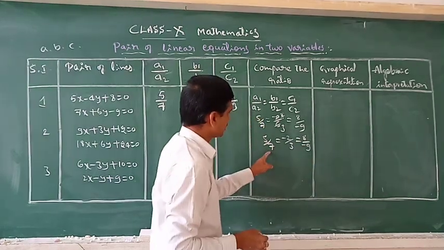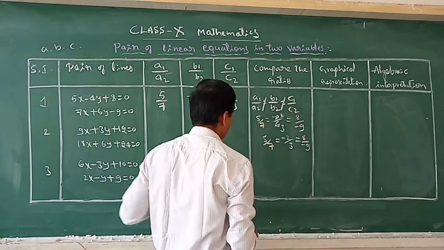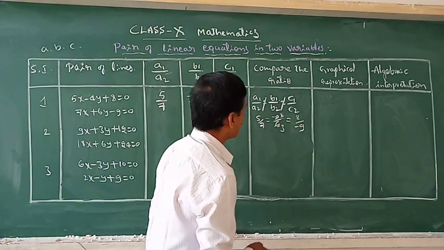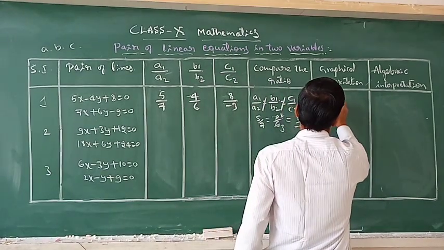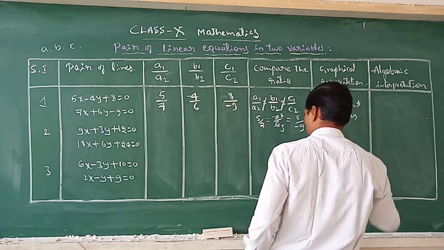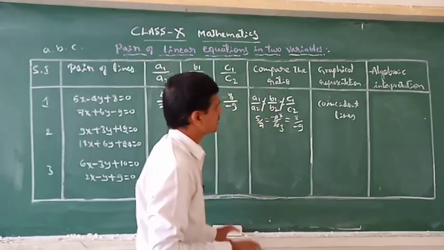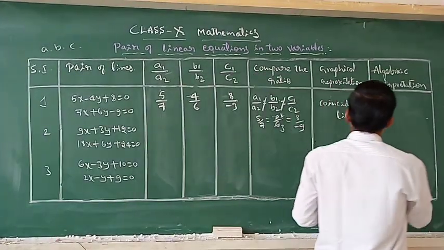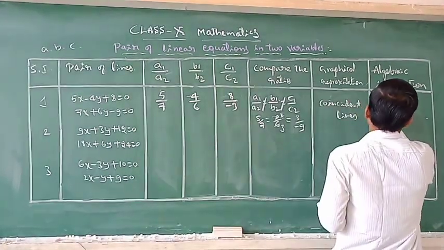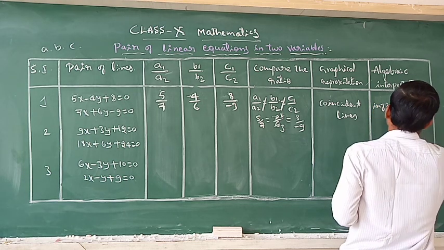So look here, 5 by 7 is not equal to this one. So all are not equal here. It means there may be coincident lines. These are called coincident lines. What happens? It's the algebraic interpretation: a dependent pair of linear equations, and they have infinitely many solutions.